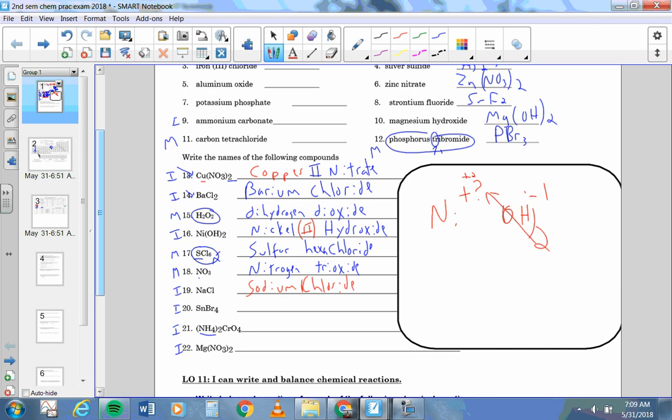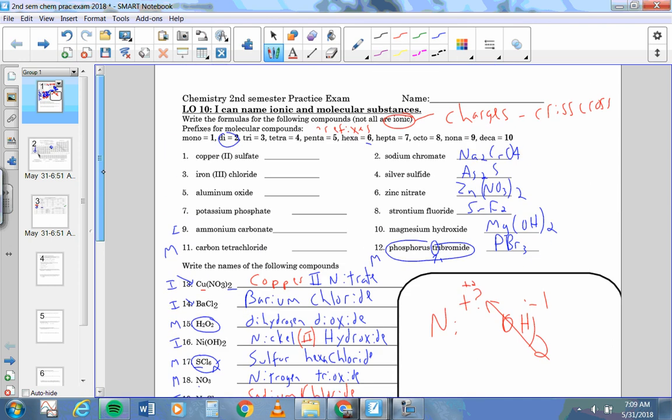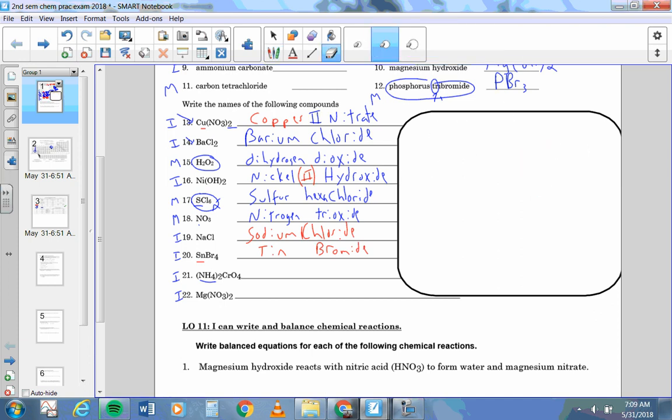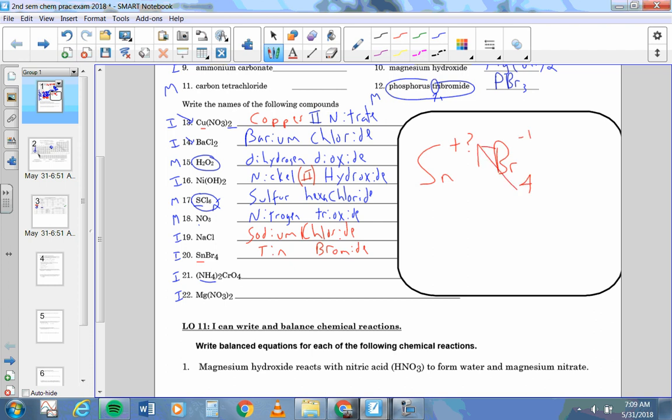Next one, on the surface looks simply like tin bromide. I know some of you want to say tetrabromide, but it's not. This is just an ionic substance, and ionic substances don't have prefixes. So I have to figure out which version of tin. It's tin plus something. It's with Br -1s, and there's 4 of those. That must mean it's tin 4 bromide. That's the Roman numeral IV.